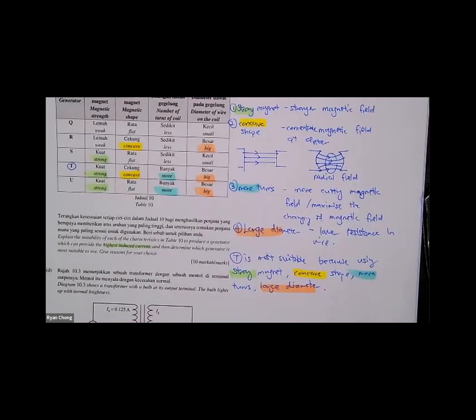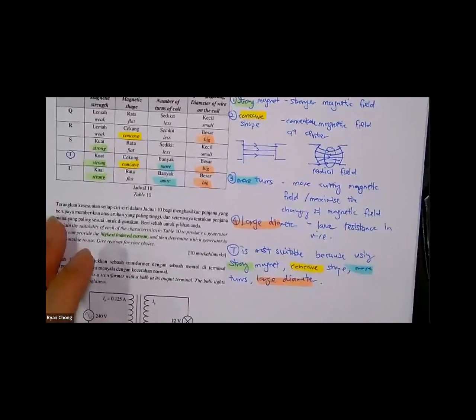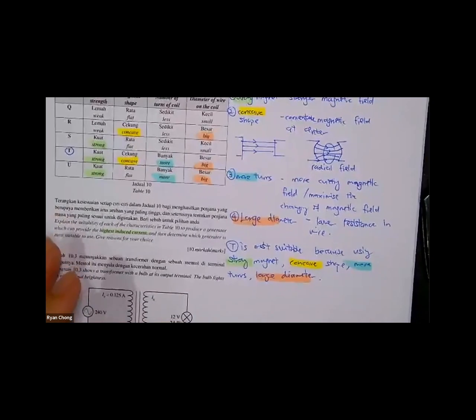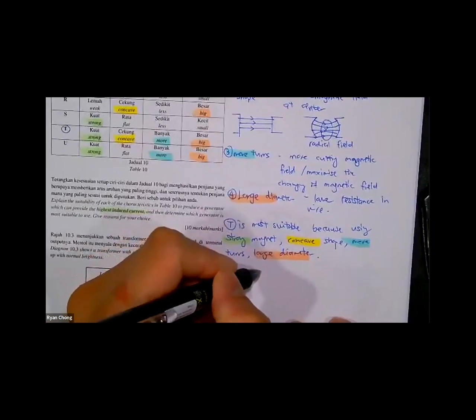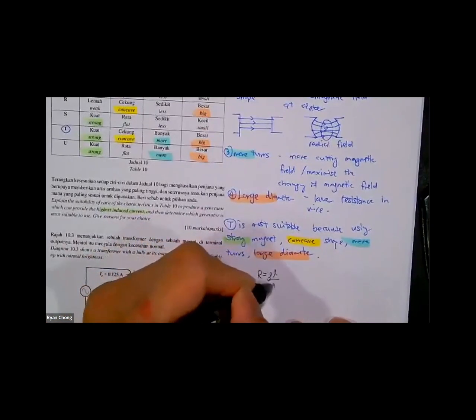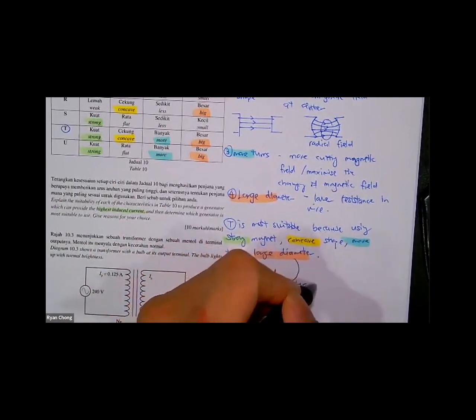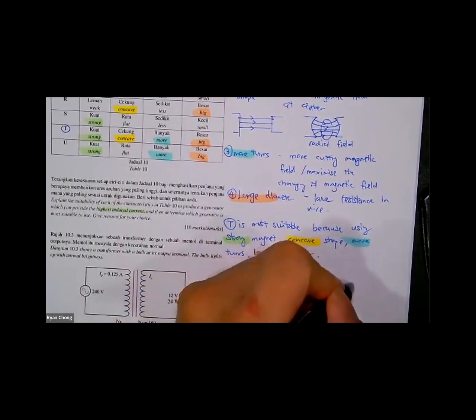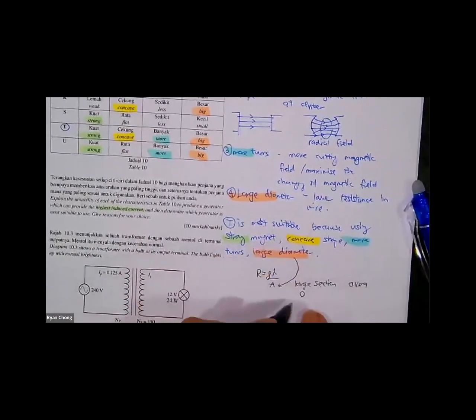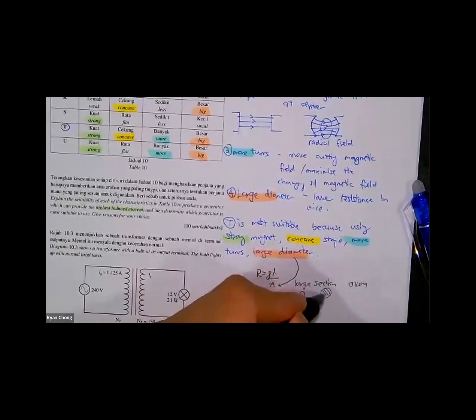Why, if the diameter is larger, will resistance be lower? Do you remember that in your resistivity topic, we have one formula about this? Resistance is equal to resistivity multiplied by length over the cross-section area. So large diameter refers to large cross-section area. For example, this is a small wire, this is a large wire. So the larger the area, the smaller the R.